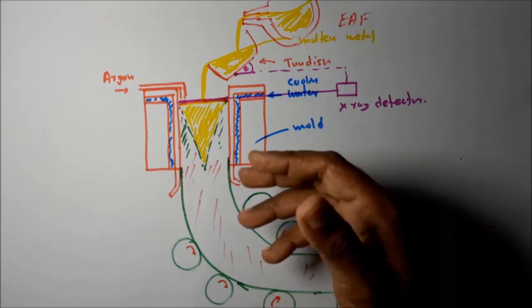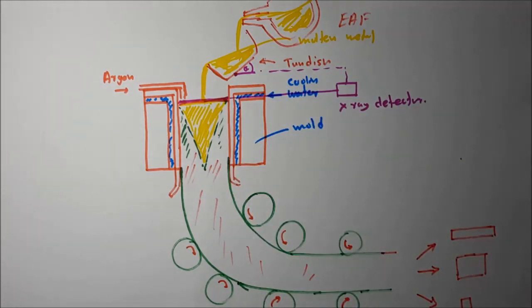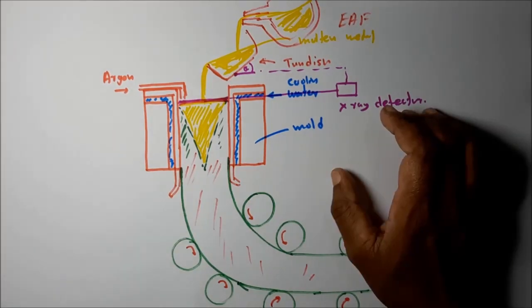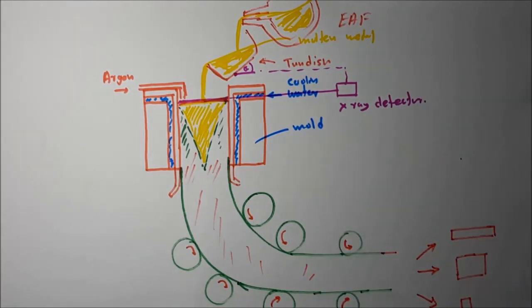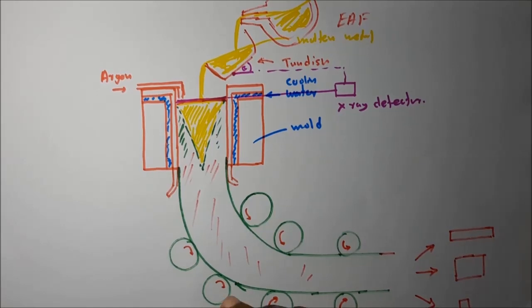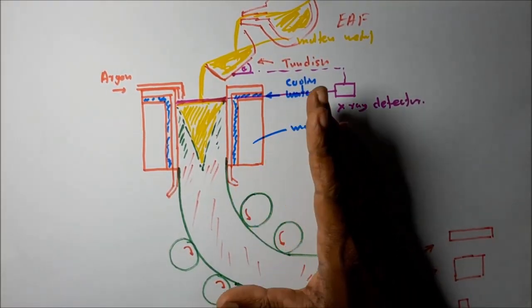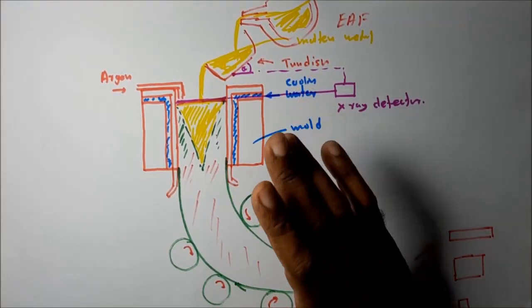Okay, this is the setup of the continuous casting plant. Here we discussed all the casting processes; we discussed six casting processes.